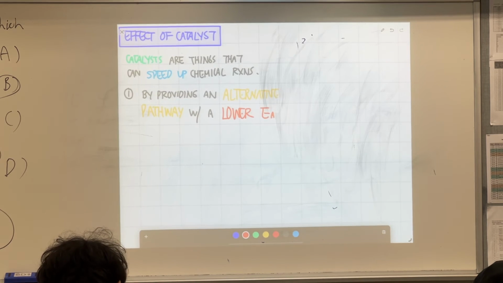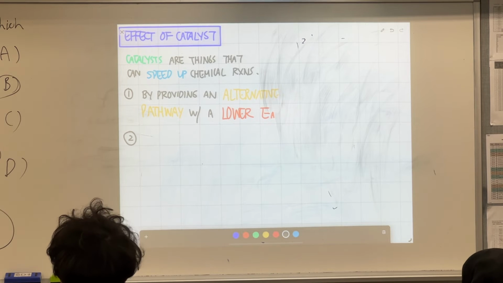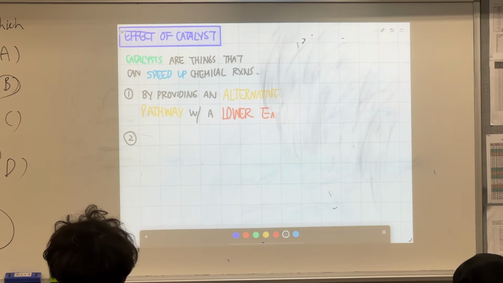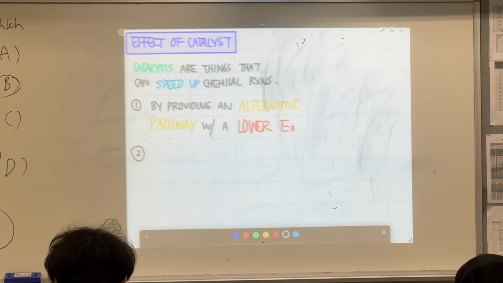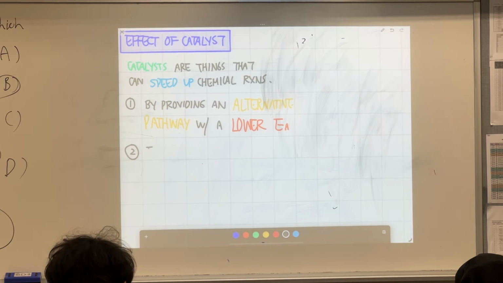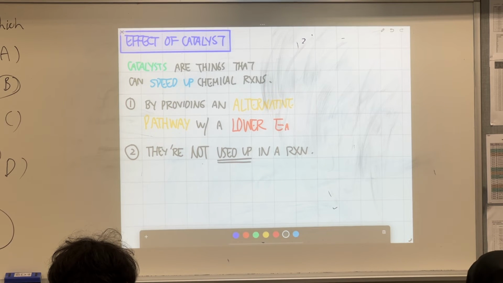And then there's another point that you must also know. Will catalysts be used up? No, because if they are used up, they should be called reactants instead. Reactants are things that are consumed. So catalysts are not used up in a reaction, because they will be regenerated.